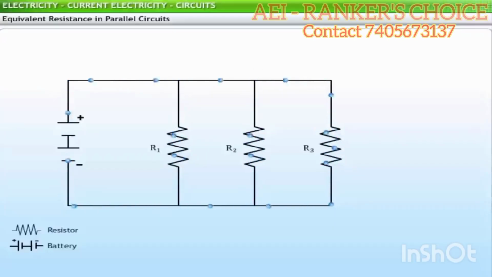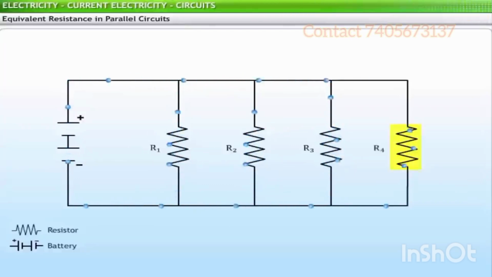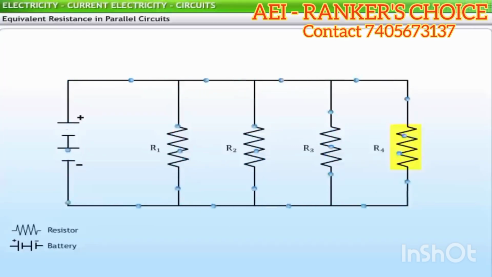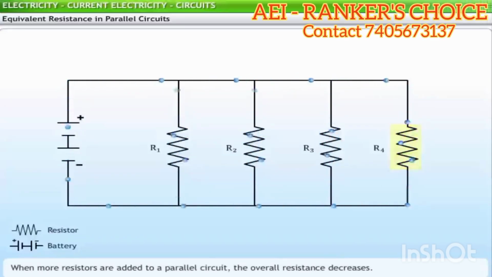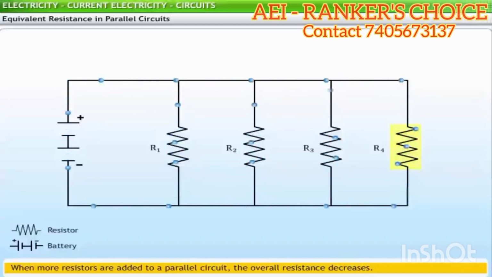In a parallel circuit, there are multiple pathways by which current can flow. If you add another resistor in a separate branch, it provides another pathway for the charge to flow. Therefore, when more resistors are added to a parallel circuit, the overall resistance decreases. This decreased resistance increases the current.